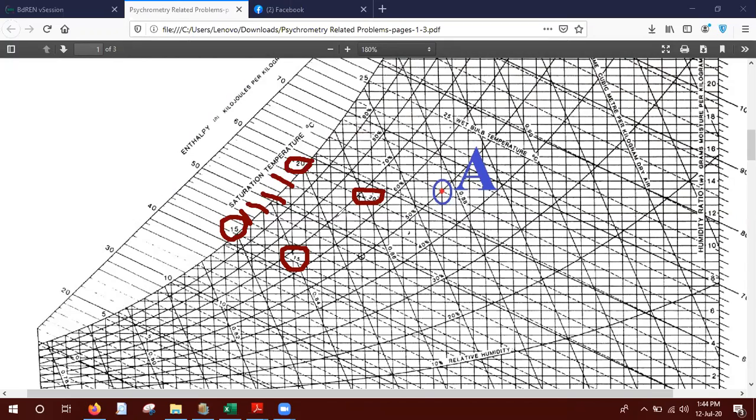Now if we go from our point to the perpendicular line to this, we can see that this is in between 18 and 19. So from where we can tell that this is either 18.5 or 18.6 or 18.4. Okay, so the dew point temperature is basically 18.5, suppose.